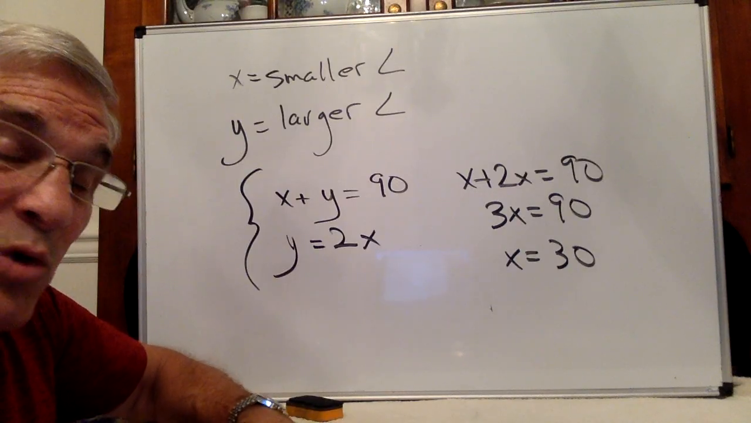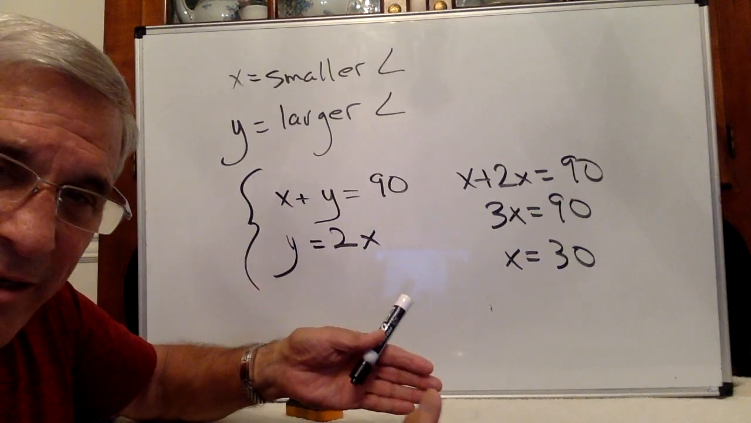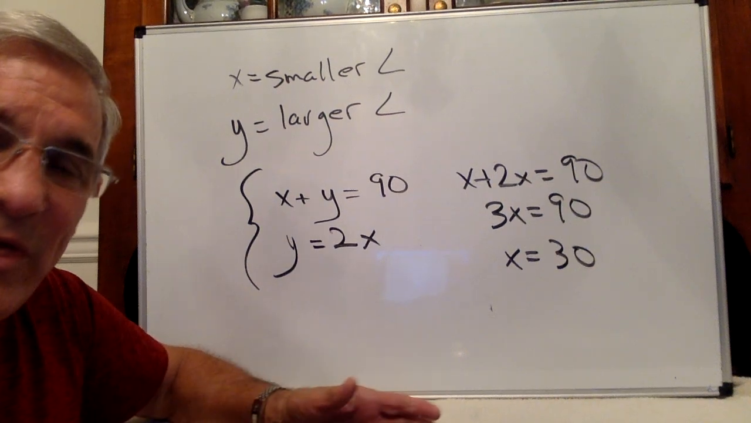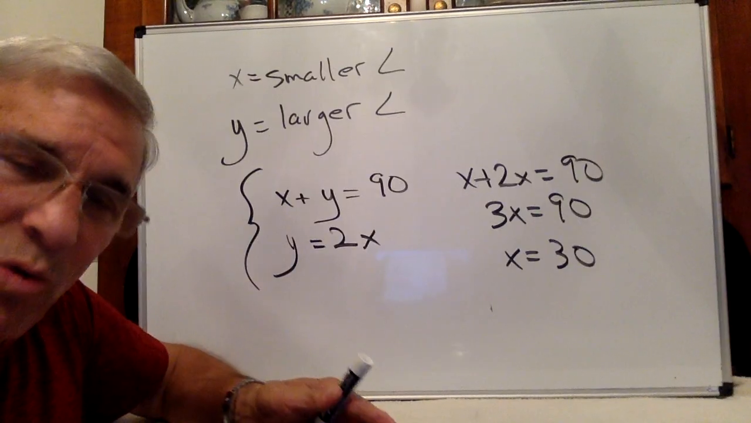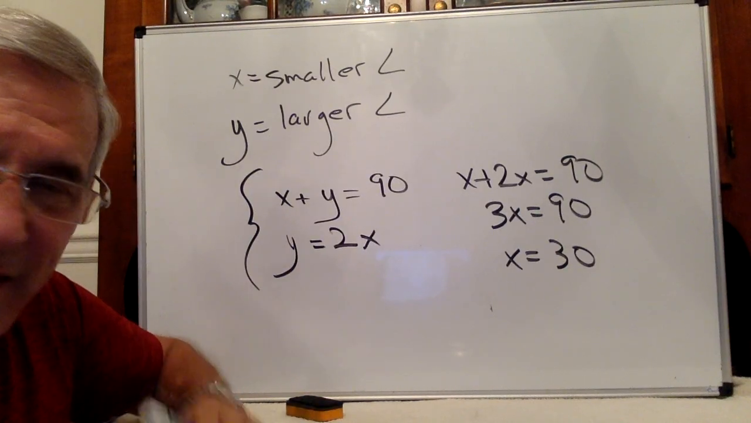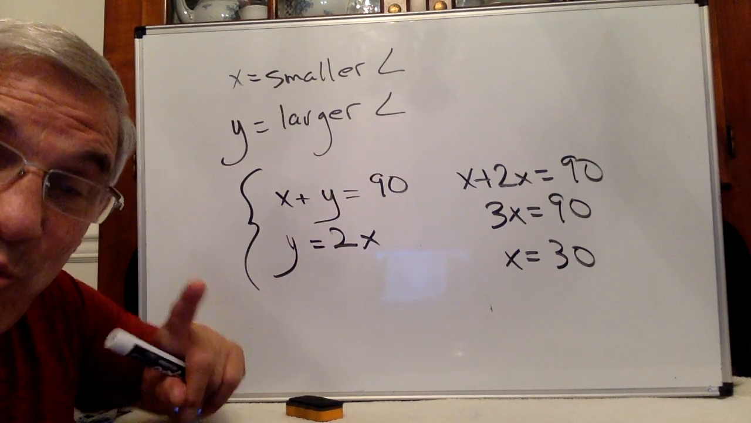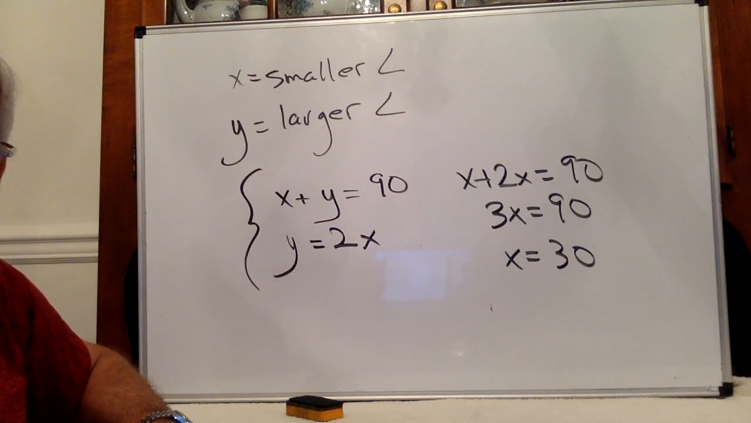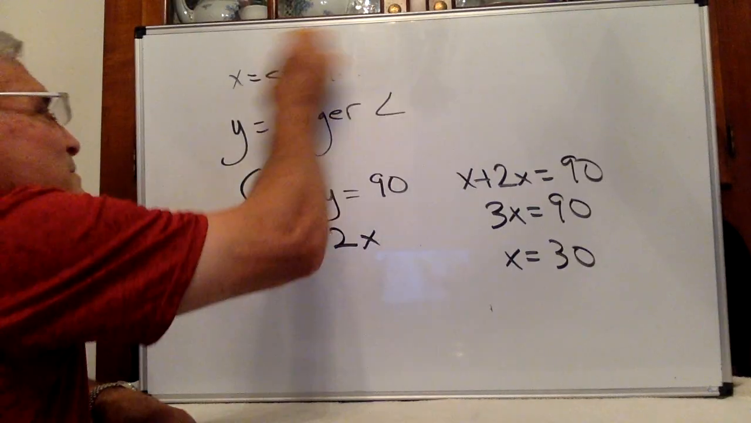Whichever way you feel more comfortable with, unless you're absolutely told to solve this using substitution method or using simultaneous equations, you can choose which you want. Unless you're absolutely told to use one method as opposed to the other, use the one which you find easier. And again, personally, I always find it a little bit simpler to use one variable as opposed to two. But again, that's just my preference. Okay, 30 and 60.